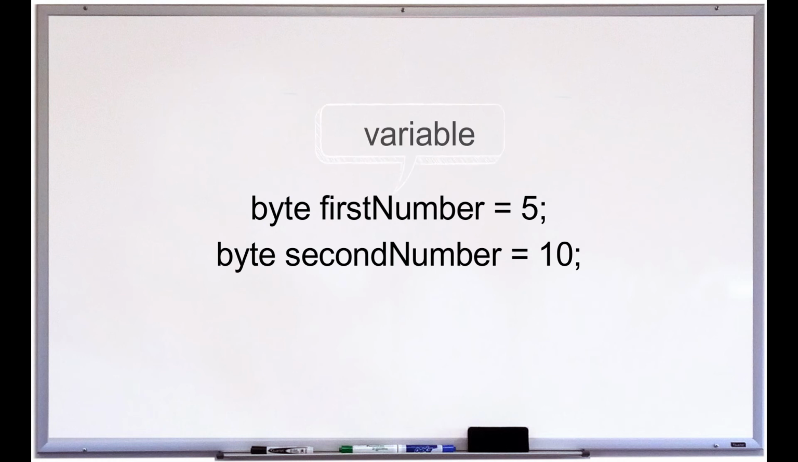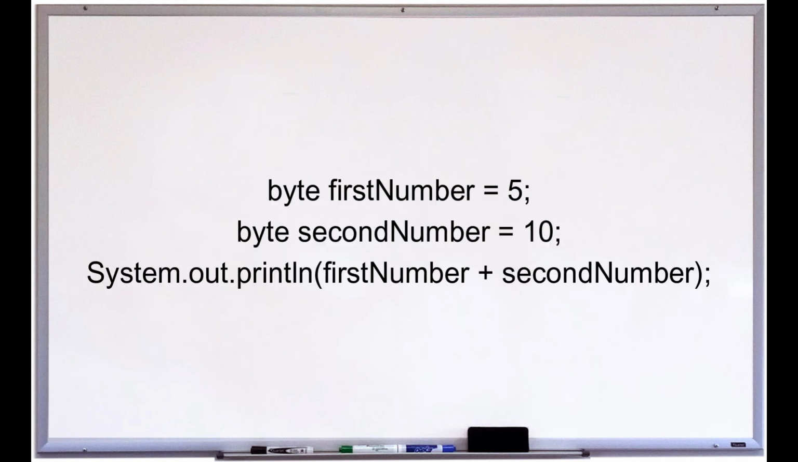First number is called a variable to which we can assign a value. Type we already have defined. Similarly, define second number and assign it the value 10. Byte second number equal to 10. Using system.out.println, we can now display the result on screen.